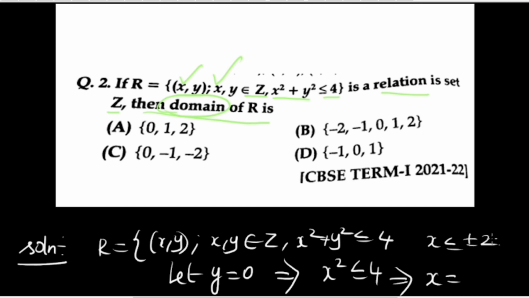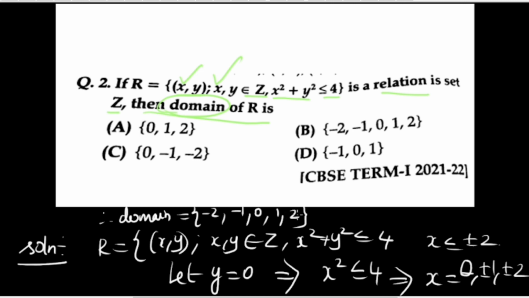So x can be considered up to 2, which means you can have your domain from minus 2 to 2. x lies between minus 2 and 2. So obviously it gives us the values plus or minus 1, of course 0 is also there, plus or minus 2 along with 0. Therefore the domain would be {-2, -1, 0, 1, 2}. Obviously this is the option. B is our answer.